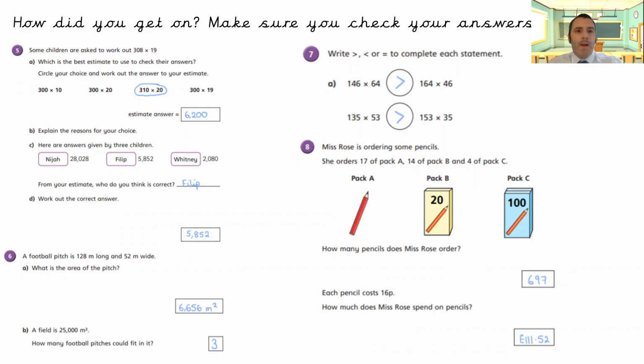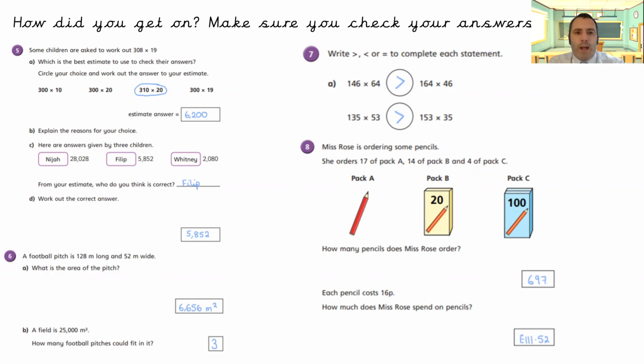Question 5. Some children were asked to work out 308 times 19. Which was the best estimate to use? So we need to look at rounding. Now, we could round to the nearest 100, which is what the second option was, but the closer option was 310 times 20. So they've rounded to the nearest 10 for both numbers. So that'll give us a more accurate estimate. So the estimate answer was 6,200. So I've explained why I've gone with that one. Now you might have chosen to go with 300 by 20 because that's what we showed you, rounding to the nearest 100 when you're working with hundreds, rounding to the nearest 10 when you're working with tens.